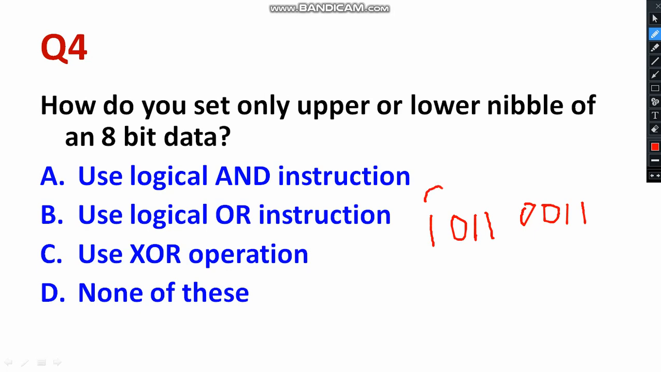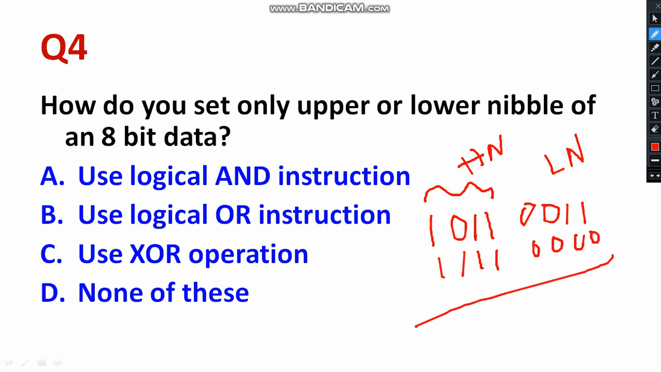This is your higher nibble, correct? And this is your lower nibble. The higher nibble needs to be set to 1. So what I have to do is put 0 0 0 0 here. I don't want to change the lower nibble, so you can do the OR operation.